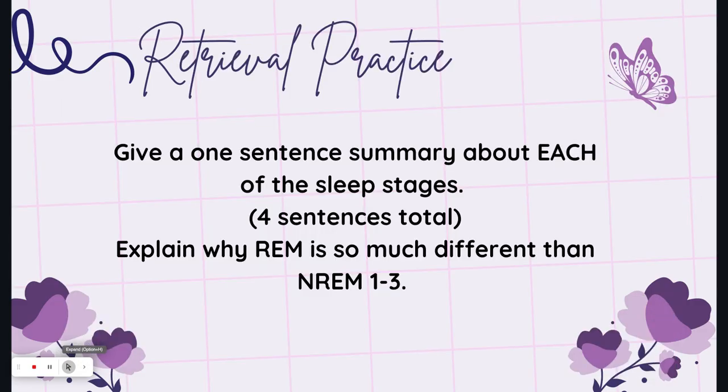Okay, y'all. I would love for you to give me a 1-sentence summary about each of the sleep stages. So I'm looking for about 4 sentences. If you could label them NREM 1, little summary, NREM 2, little summary, and so forth. And then finally, explain why REM is so much different than NREM stages 1 through 3.